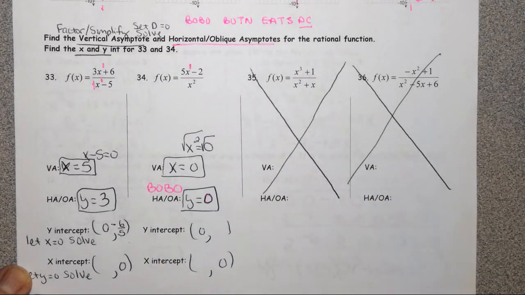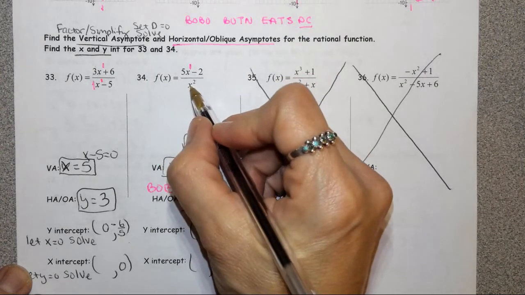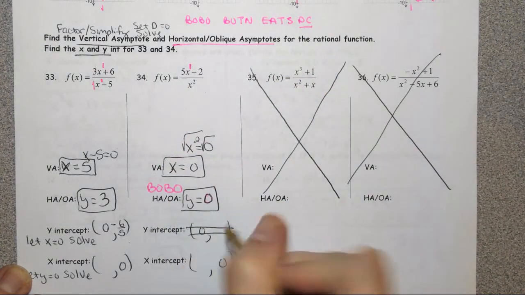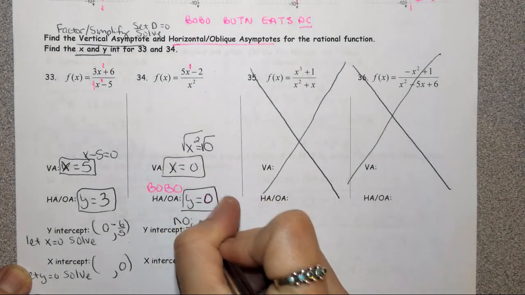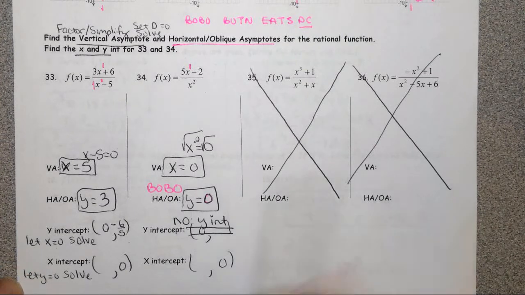You're going to do the exact same thing here. If I plug in a 0 up top, I get negative 2. If I plug in a 0 on bottom, I get 0. Negative 2 divided by 0 is undefined. So this one has no y-intercept. It doesn't exist. It never touches the y.